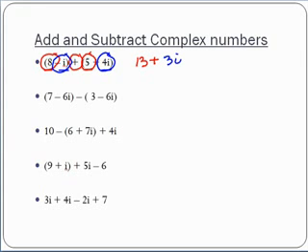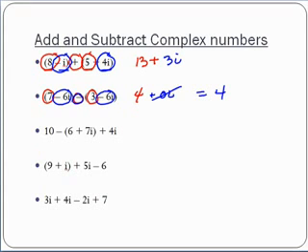Let's start off with the real parts. We need 7, but our operation is minus, so we need 7 minus 3. The real part's going to be 4. And then for the imaginary part, we need negative 6i minus negative 6i. Well, minus a negative makes it a plus, so negative 6i plus 6i cancels out. We get a 0i, or like I said, it simply cancels out. So our simplified form is just 4.